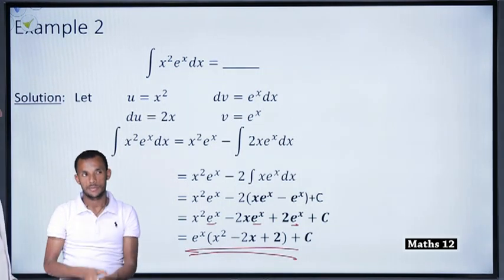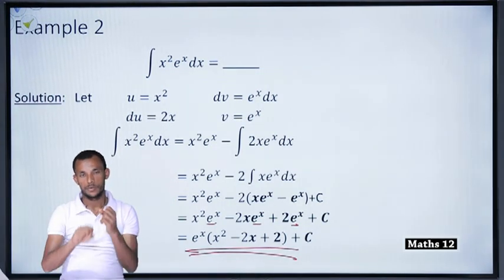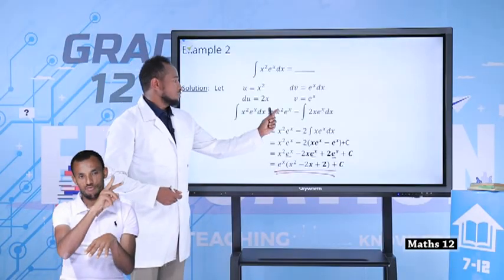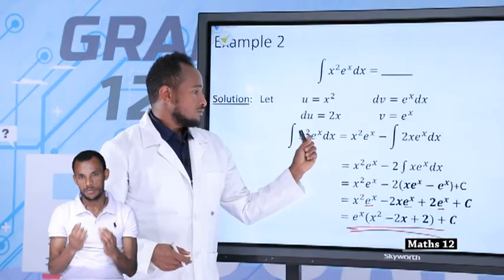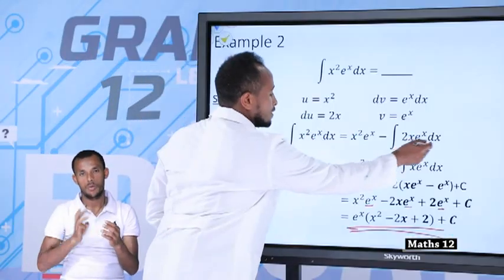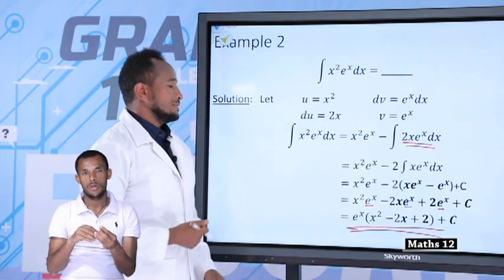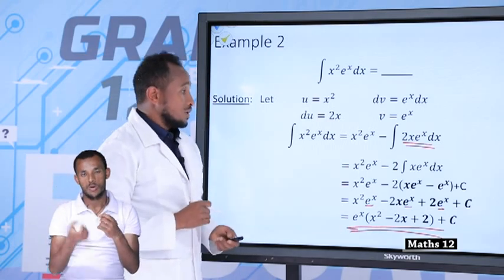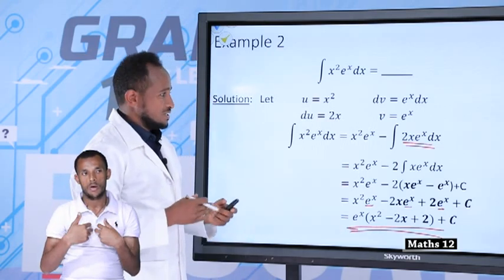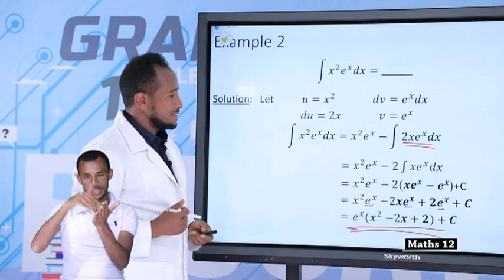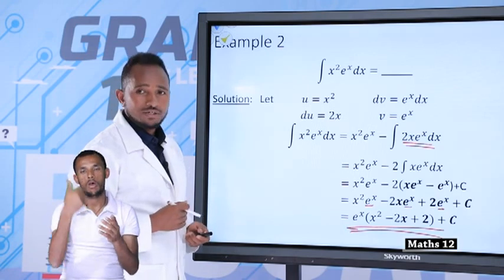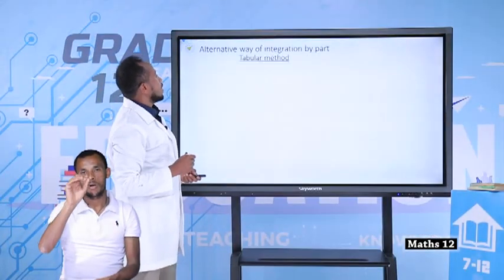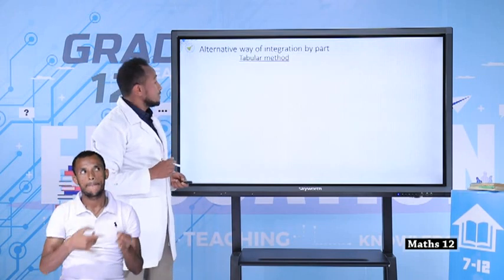So this is the final answer. To avoid doing integration by parts several times, as you see here, we have just used one integration by parts for the original equation. Next, we have also applied the integration by parts for this. So we have to omit this duplication. We will have another technique, which we call the tabular method. So let's see integration using the tabular method.